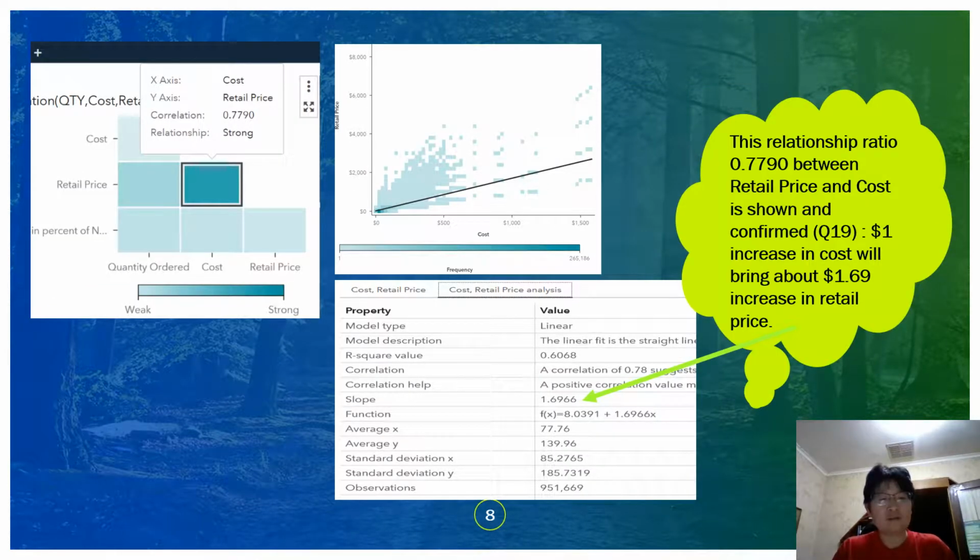Using a correlation matrix here, we see a positive correlation value of 0.7790 on the left-hand side, indicating that as cost increases, so does retail price. On the right-hand side, you can see the ratio: a $1 increase in cost will bring about a $1.69 increase in retail price.